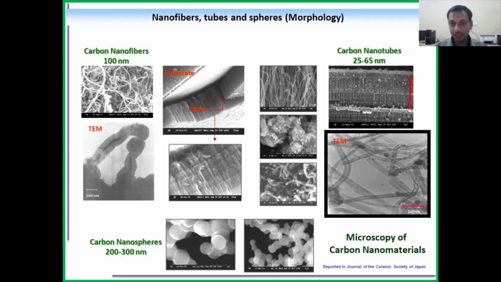If it is hollow inside, then we can use the terminology tube, and if it is in the nano dimension, the general concept being 1 to 100 nanometer, then we can say it's a nanotube. Otherwise, sometimes 500 nanometer dimension materials are also there, but we consider them submicron, because 1 micrometer is equal to 1000 nanometer. So sometimes 500 nanometer is a submicron size material.